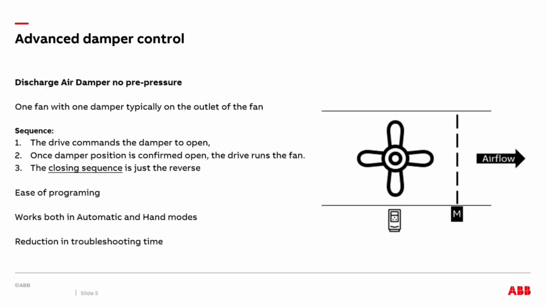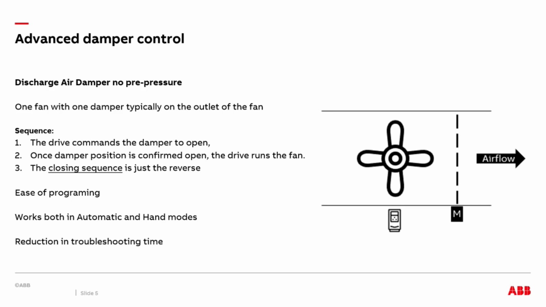Discharge air damper with no pre-pressure. In this application, we have one fan with one damper, and that damper is typically installed at the outlet of that fan. We're going to utilize the end switches that are either built into the actuator or the mechanical device that is affixed to the blade or near the blades of the damper. What these end switches do, though, is they give us the positive blade position of whether that damper is in the fully open or fully closed state.